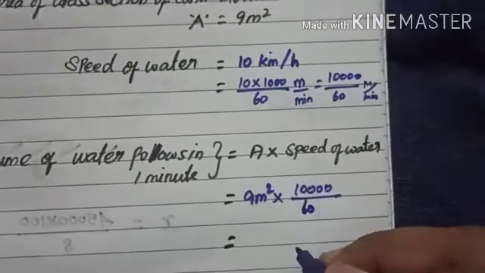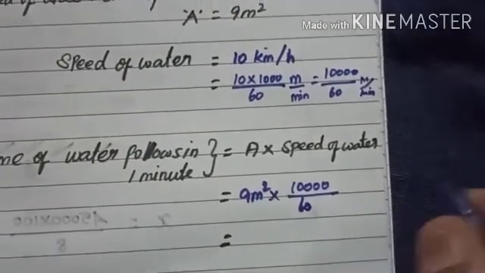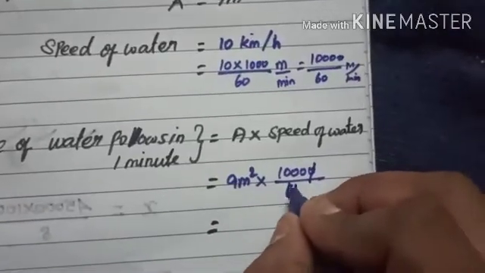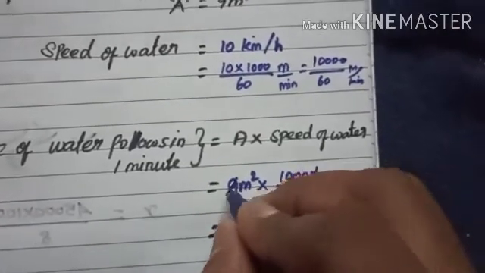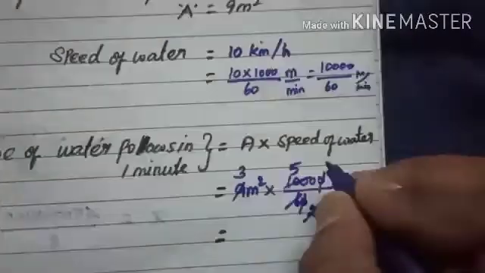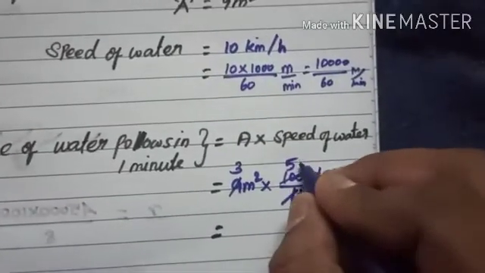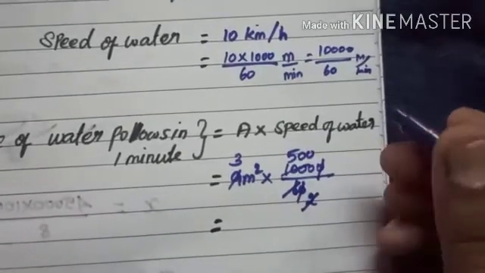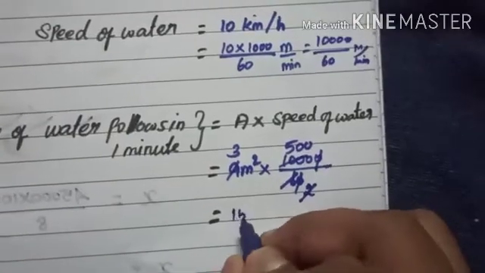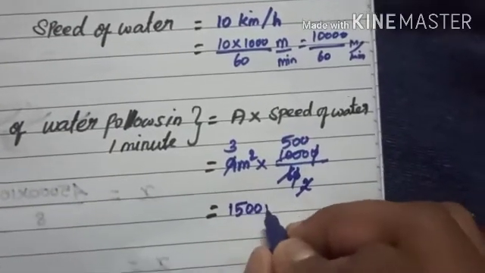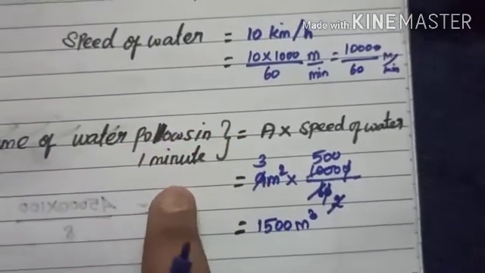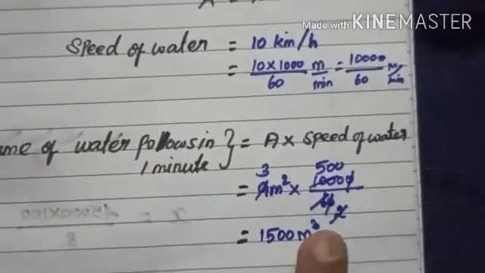Now how do you calculate this? The zeros will get cancelled. 1 3 is 3, 2 3s are 6, 3 3s are 9, and this one we take as 5 2s are 10, 0, 500. Then you multiply by this 3, you get 1500 meter cube. So the volume of water that flows in 1 minute is equal to 1500 meter cube.